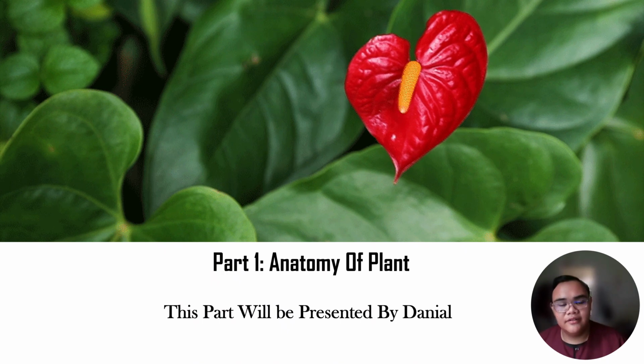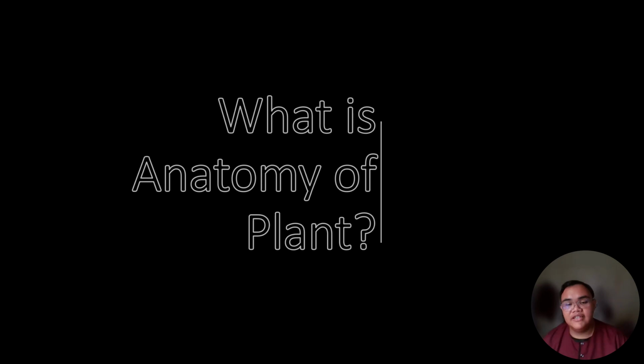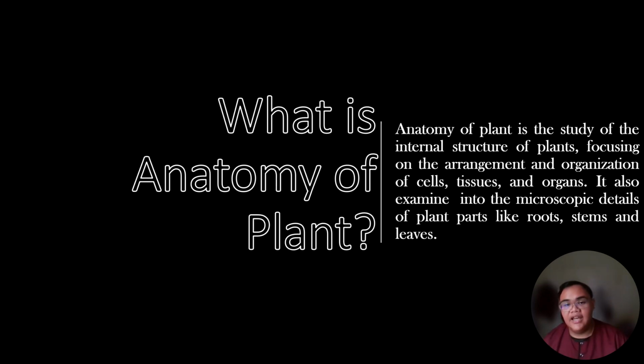Move on to the first part. The first part is anatomy of plant. So, what is anatomy of plants? Anatomy of plant is the study of the internal structure of plants, focusing on the arrangement and organization of cells, tissues, and organs. It also examines the microscopic details of plant parts like root, stem, and leaf.